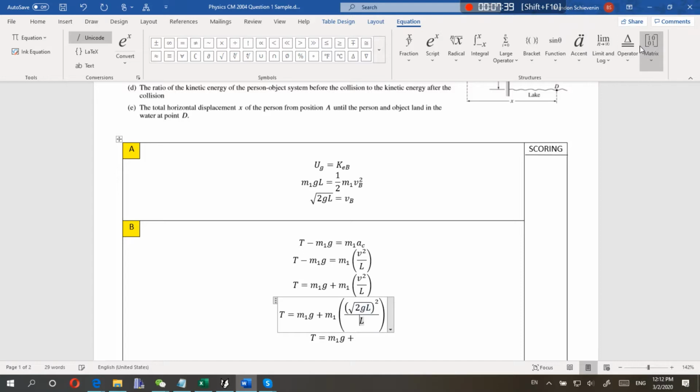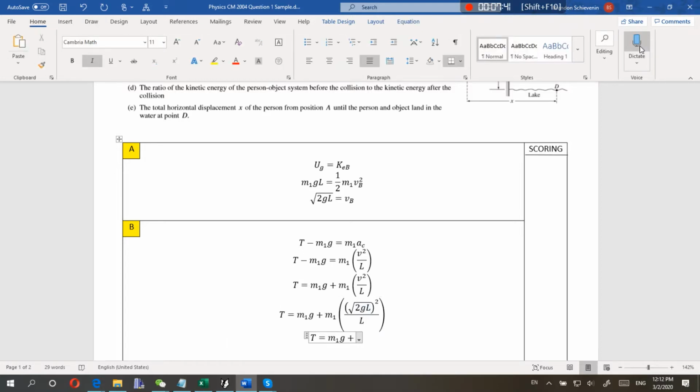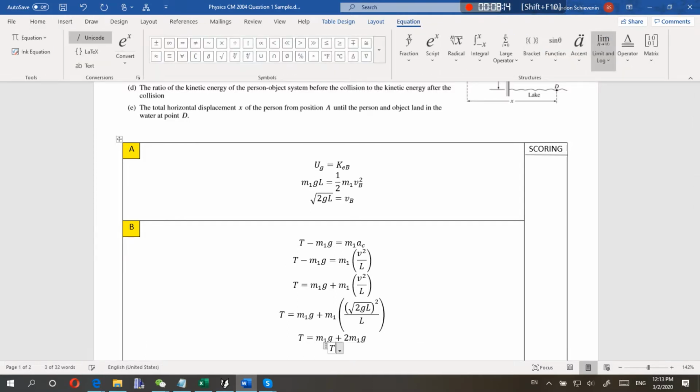Oops, it's 2, not a 1. Okay, so L cancels out. The L will cancel. So 2G. Oh wait, we forgot M. Yeah, M. M sub 1G, okay, that looks good. So it's 3M1G, perfect. Three M sub 1G.